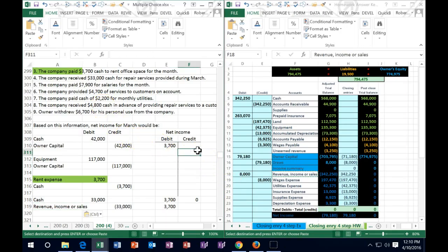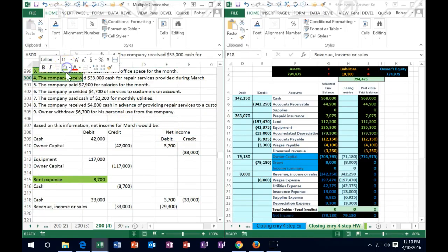And so that's going to be the credit. We know that revenue minus expenses is going to be affecting net income. That's a credit to our net income type T account, which isn't actually an account, but acts in a similar fashion. And that's number 3. So then let's go to number 4.